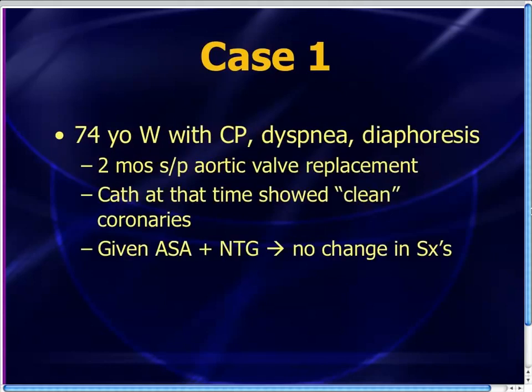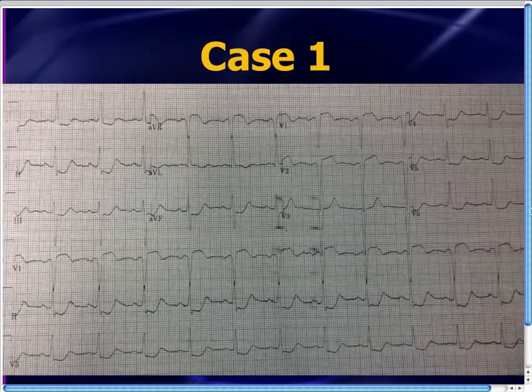He was working in the emergency department when a 74-year-old woman came in with chest pain, shortness of breath, and diaphoresis. And this patient, by the way, has had an aortic valve replacement 2 months earlier, and at that time had a cath that showed clean coronaries. Well, now she's here with chest pain. She got some aspirin, some nitroglycerin, really no change in symptoms. He got an early 12-lead EKG, and here's the 12-lead EKG.